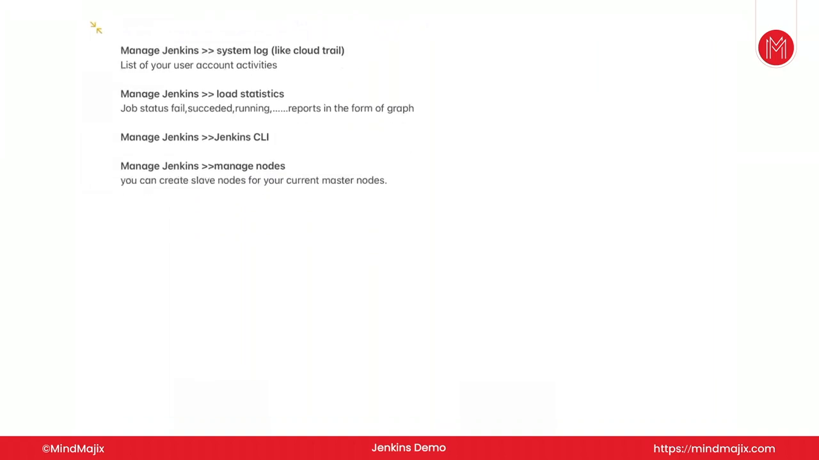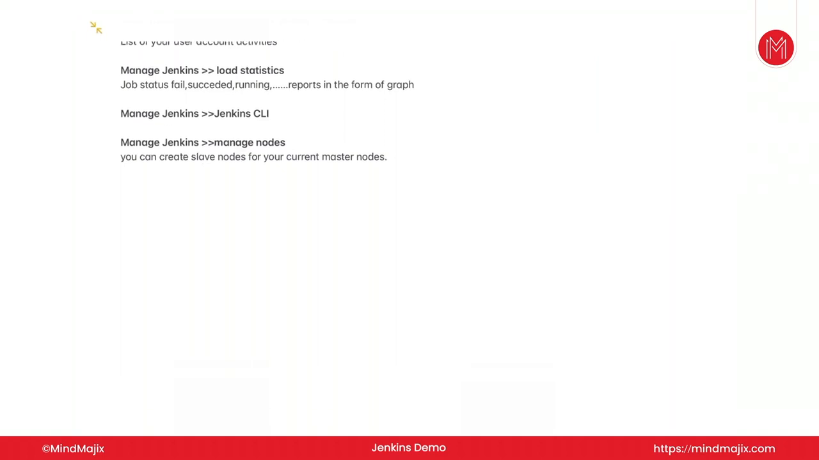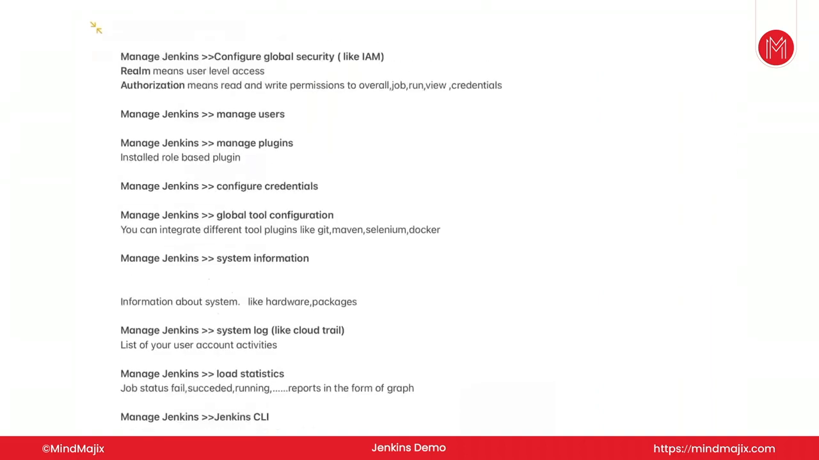So here, if you want to go to the CLI, you can also deploy and start or run jobs through the CLI. In AWS, we have the Amazon CLI, the AWS command line interface. Here we have the Jenkins CLI as well, a command line interface. So these are the general things. There are still many operations.